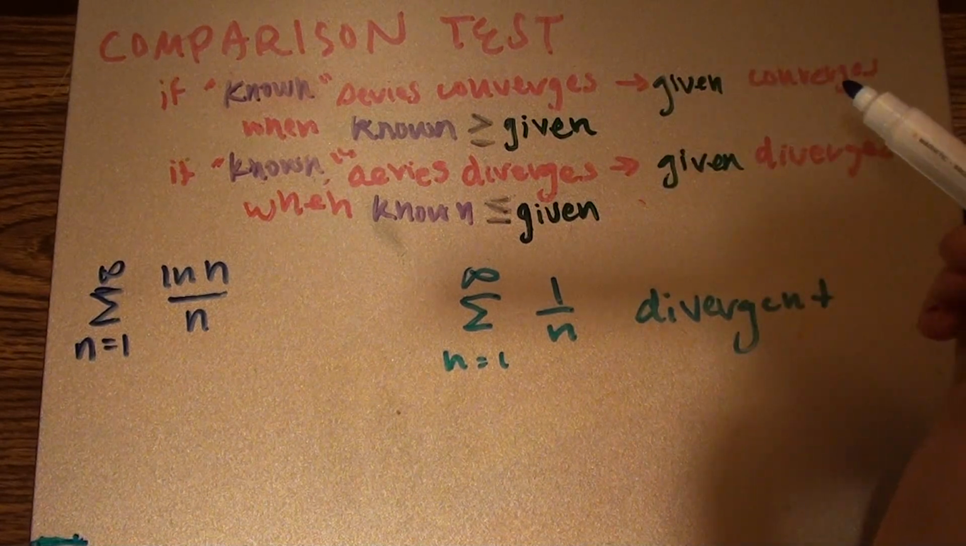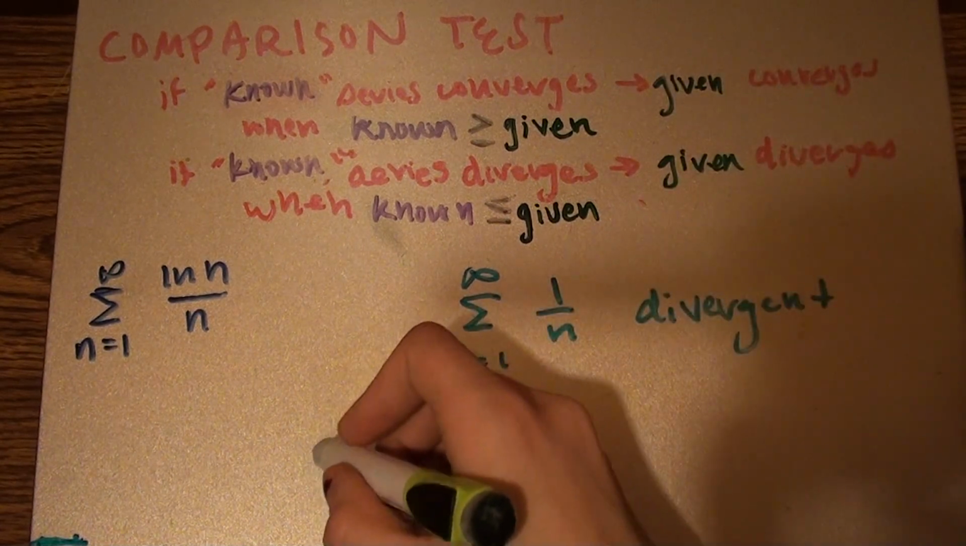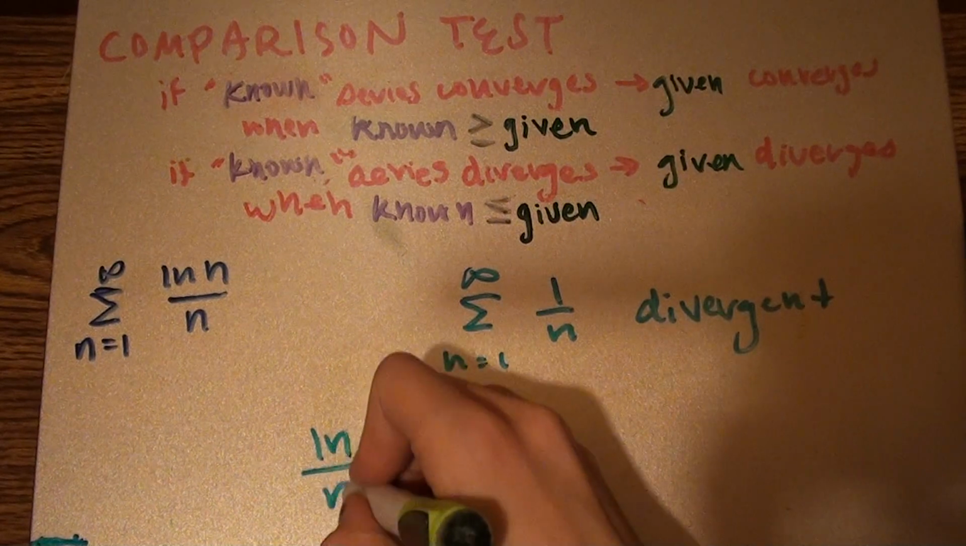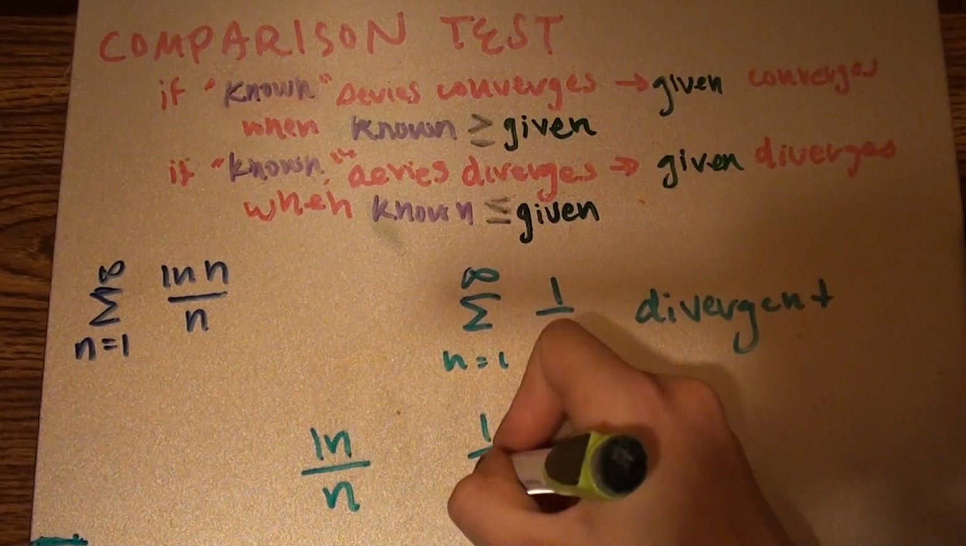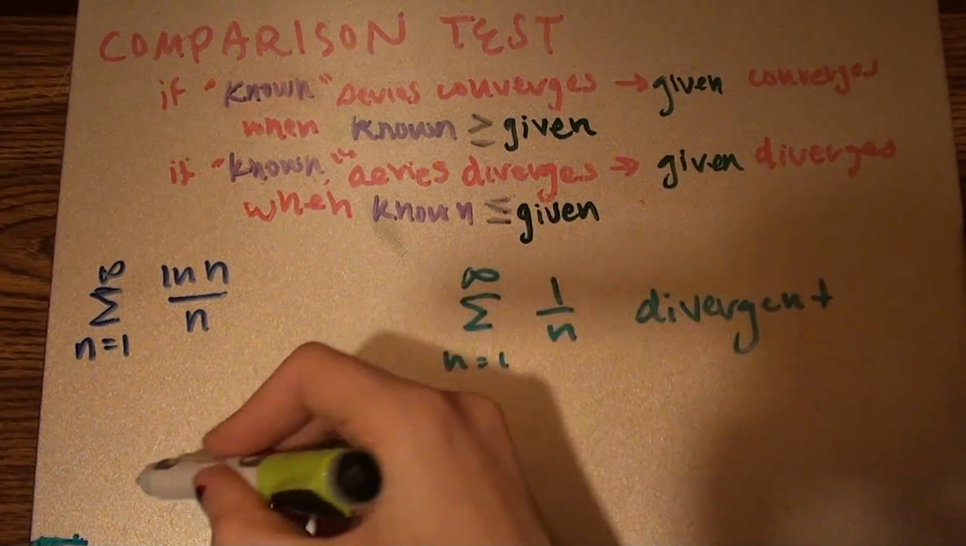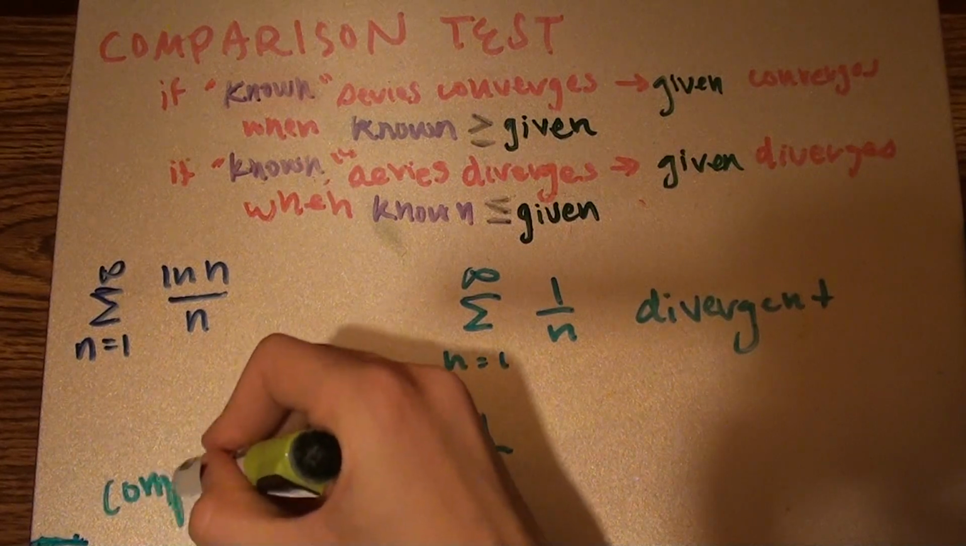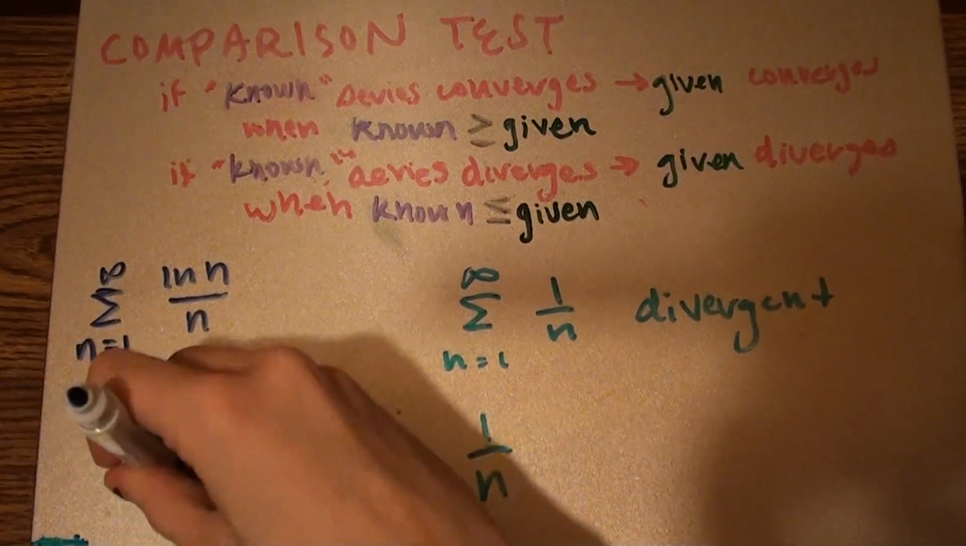So now we have to compare these series, right? You have to compare the ln n over n and determine whether or not that is greater than or less than our 1 over n. So this is our comparison. I'm not going to fit that in. Rewrite that.